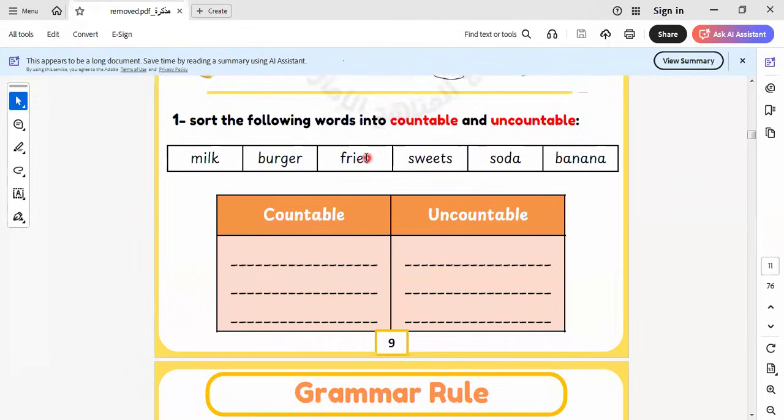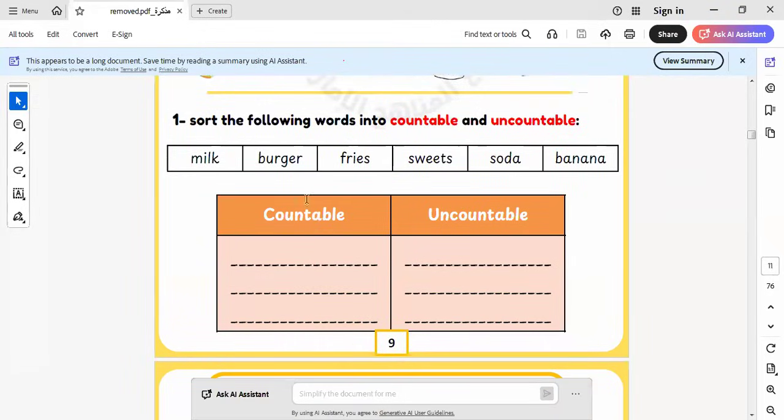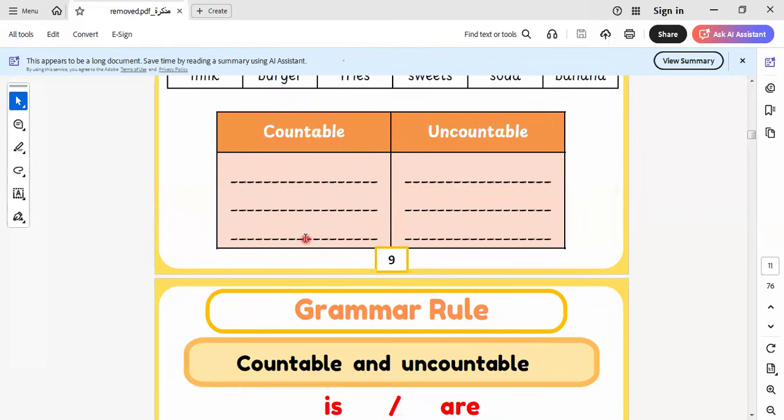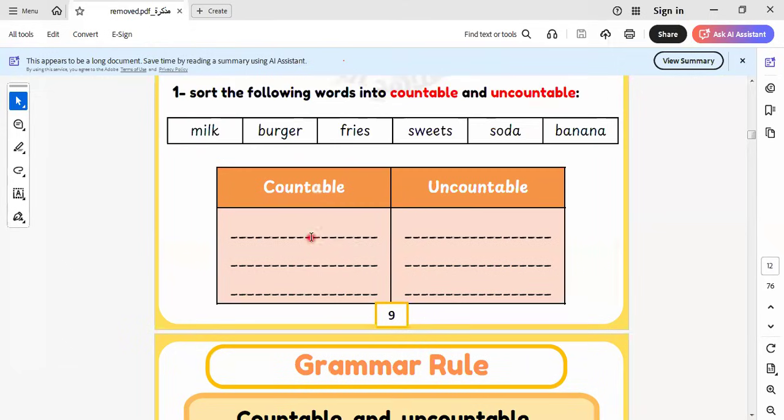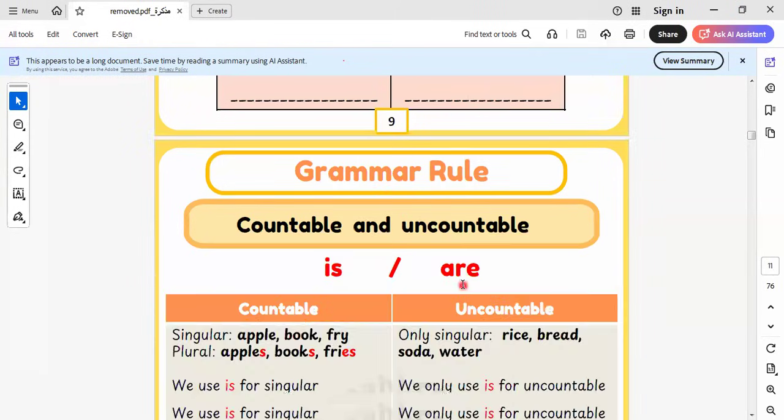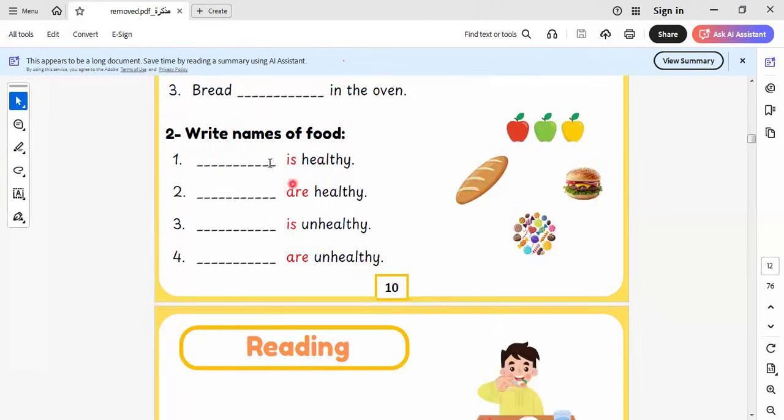Fries, I would like to say fries is countable now. It's countable. So here we have countable: burger, fries, banana and sweets are countable. Here burger is uncountable. Soda is uncountable. Milk is uncountable. Okay, now we know this.